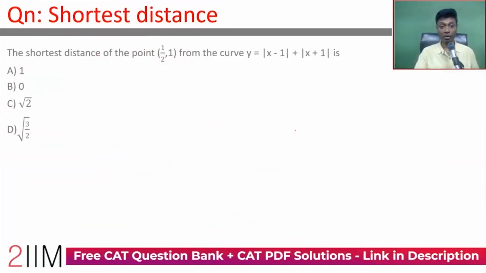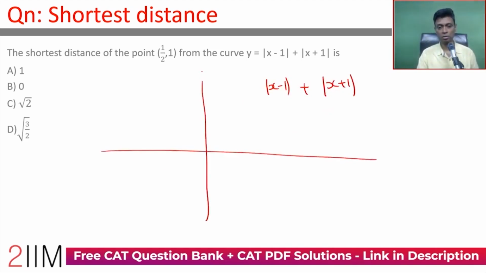The shortest distance of the point (half, 1) from the curve y equals mod of x minus 1 plus mod of x plus 1 is, think about the point (half, 1), and from the point (half, 1) to this point. Let's put half into this. If you put x equal to half, modulus of half minus 1 plus modulus of half plus 1 is 1 by 2 plus 3 by 2. Y should be 2. (Half, 2) is a point on this line.